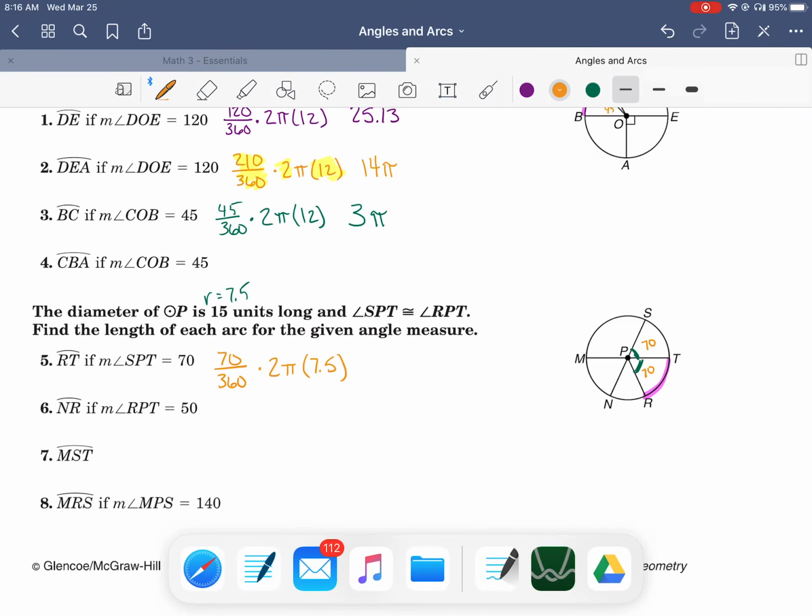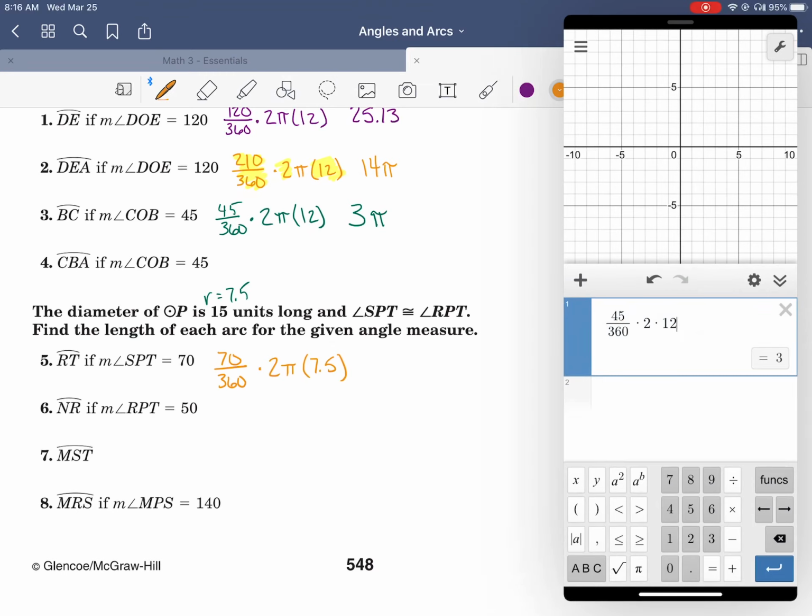So I do 70 over 360 times 2 times pi times my radius. Again, I'm going to keep just plugging it in to get an exact value, so I'm going to leave pi off. I'm going to do 70 over 360 times 2 times 7.5. That one I ended up getting a gross number anyway, so I could leave it like that, or I could tack on pi, because either way I'm going to get a gross number. So I could say 2.92 pi or 9.16.